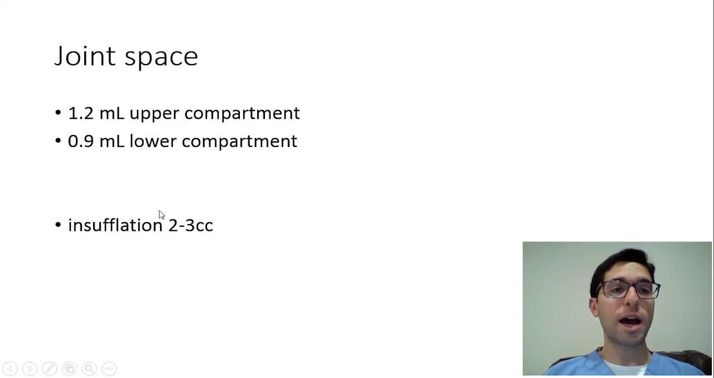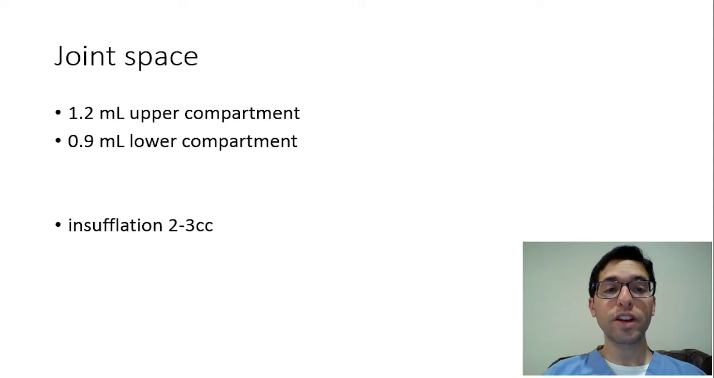In terms of joint space size, the upper compartment can hold 1.2 ml, and the lower compartment is 0.9 ml. Now that is different from when we insufflate the joint. When we do any of these procedures, we inject lidocaine into the upper compartment. We do it both for anesthesia as well as to identify where the upper compartment is.